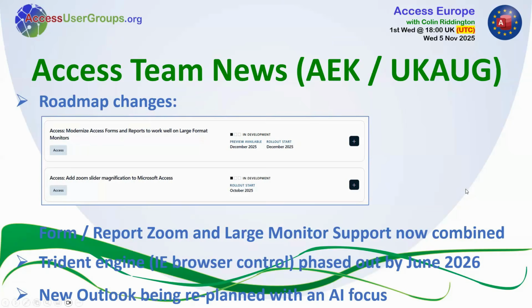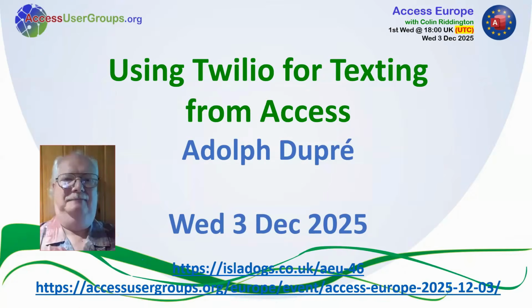Next month, in a cunning link here, we have Adolph Dupré, who gave a presentation a couple of years ago, and he is going to be talking about texting from Access. Now, you could do that using Power Automate. He's going to be discussing how to use Twilio, a provider, to do text messages. I did it years ago with my school's apps for texting parents and also for receiving text from parents, and it's a very powerful tool. Adolph is not here, but that is something I think a lot of you will find useful as well. Although there are some costs involved, they're not hugely expensive.